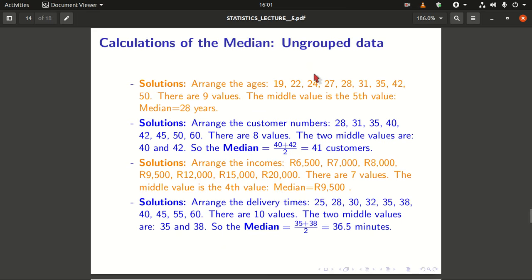It's not hard. What is important now, in our next class, we'll look at the mode, the range, quartiles, and the other things. Because the most important thing that I want you to understand here is that you are not only focusing on the median. You know how to calculate the median. You are not only focusing on the mean. You know how to calculate the mean.